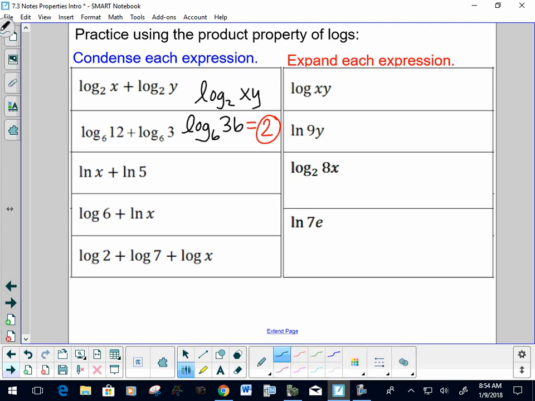All right, the next one, the natural log of x plus the natural log of 5. We can use the product here, the natural log of, and usually we would write that 5 first as a coefficient, so it's the natural log of 5x. This next one has the log base 10 of 6 and the log base e of x. Log base 10 and log base e are not the same base, so this one would just have to remain as is. You can't combine them. They are different bases.